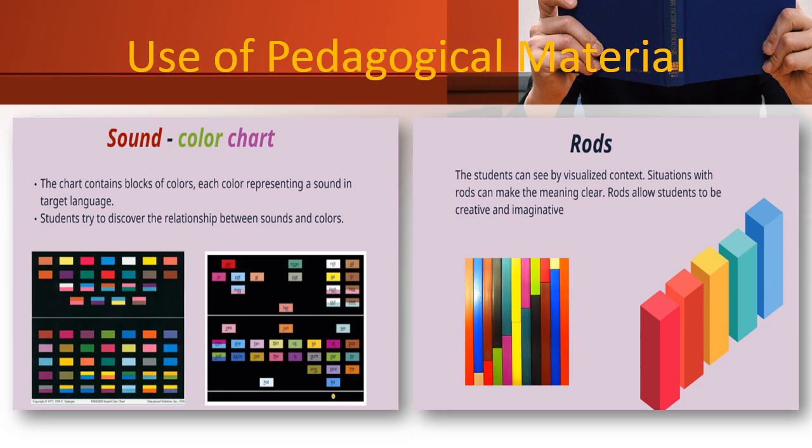In the previous slide we discussed the pedagogical material, the material which we use in this teaching-learning process. First one is the sound color chart. In that, different sounds of different letters are represented through different colors, and practice is made with the help of those sounds. Then in later classes, students use those sounds for creating words. Second one is rods. Rods we use typically for teaching different parts of speech, tenses and different grammatical structures.